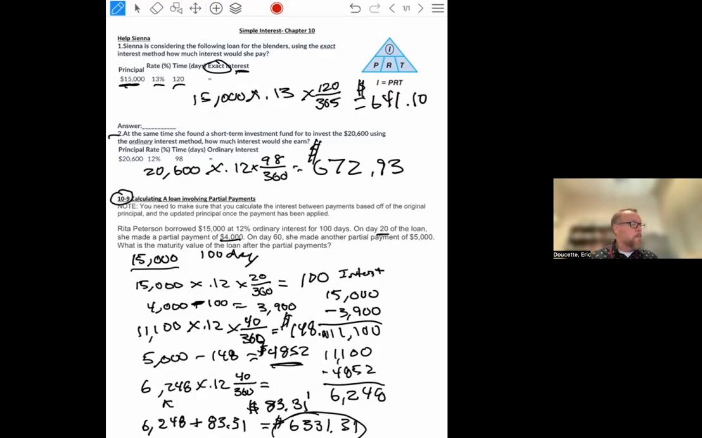So that's pretty much it from 11.1 all the way to 11.9 in our book. And now we're going to get into the last section, which is what we call promissory or discount notes. And that's going to be on a separate video.